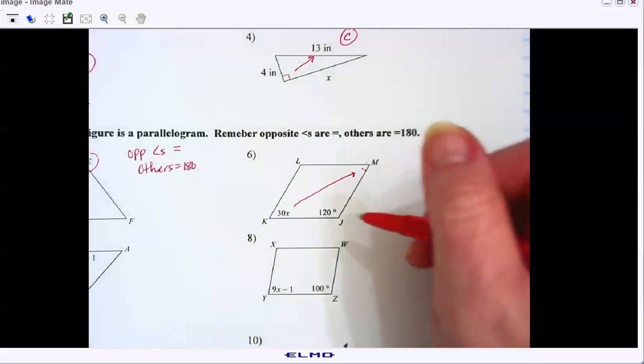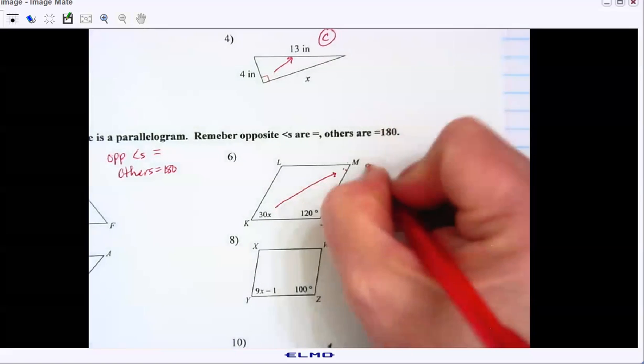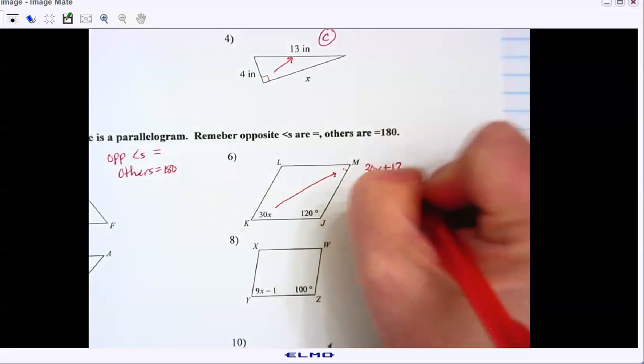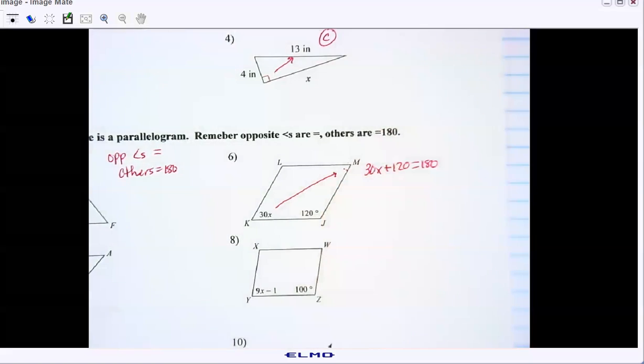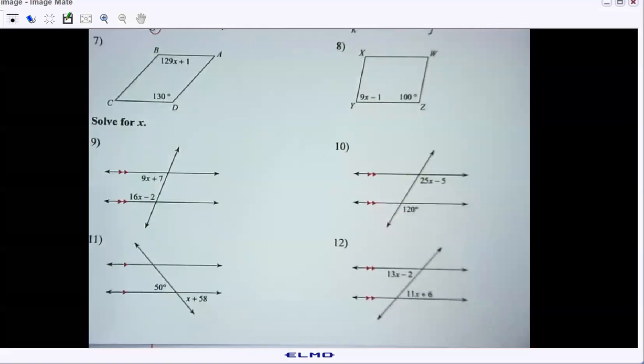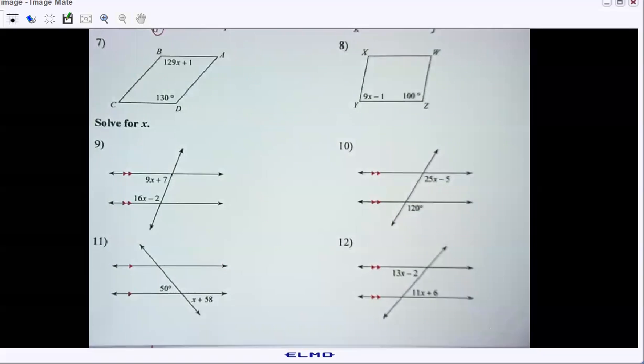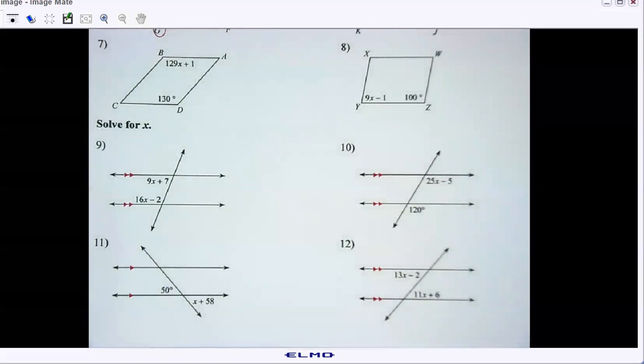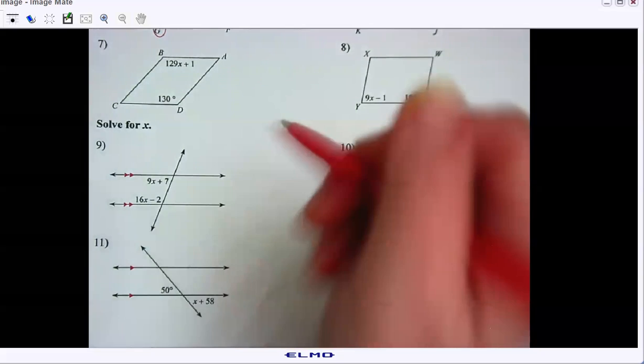180. Good. So I do 30x plus 120 equals 180. And I have to leave some of these for you to solve because otherwise we won't get through the trapezoids. But I wanted to make sure we set up these right here. Okay, so these are back to your parallel lines. Way, way, way long time ago, seems like forever.